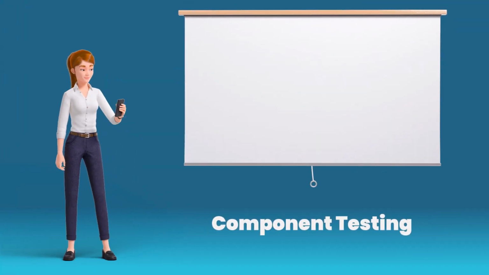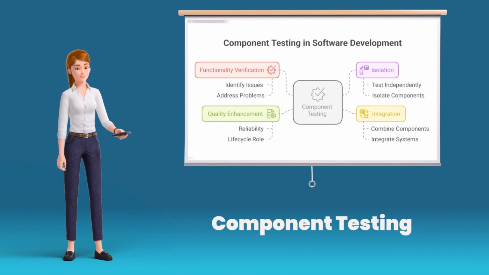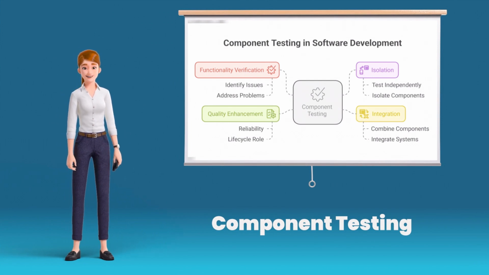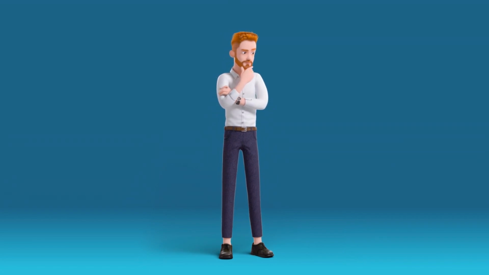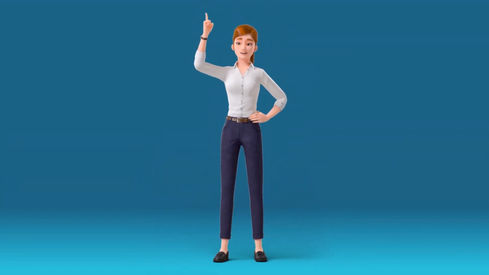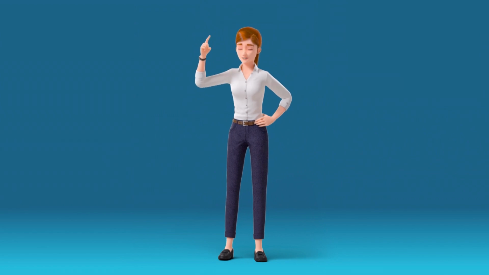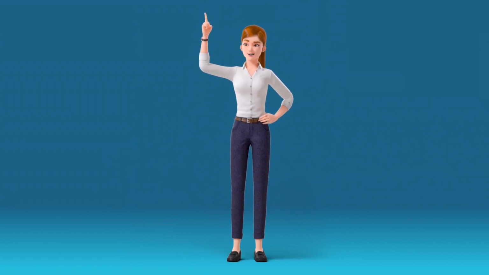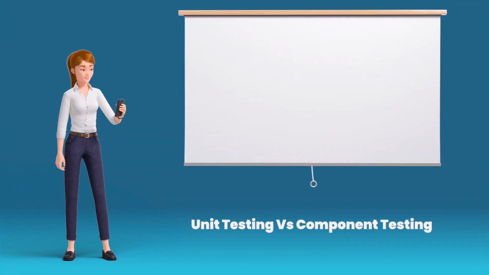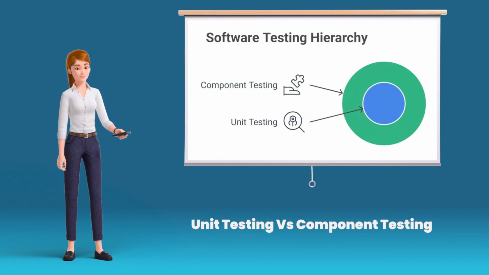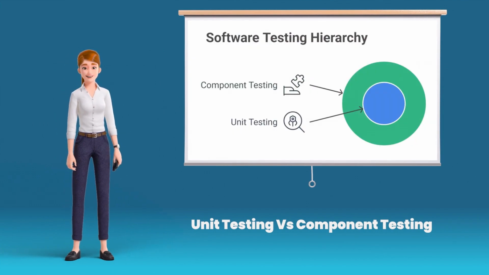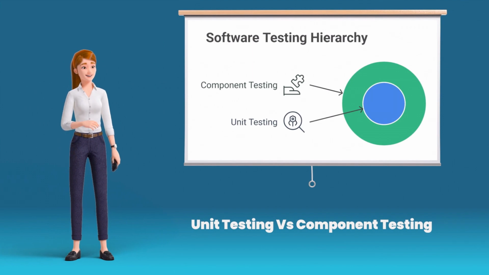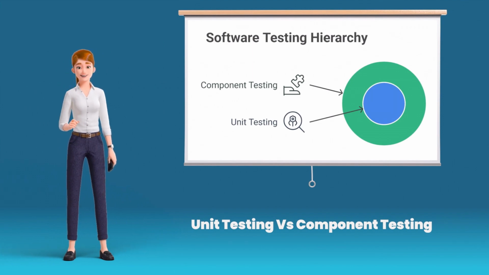Component testing is where we test an entire component of the system, ensuring it works as expected before integrating it with other parts. So this is different from unit testing. Exactly. Unit testing focuses on individual functions or methods in isolation, while component testing verifies a complete module, including its interactions within itself. Developers or testers might perform it using test frameworks or real system dependencies.